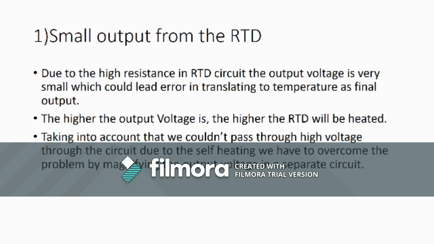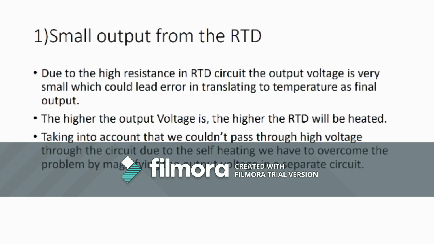And one more thing is we cannot increase the current flow in the circuit of our RTD due to the self-heating problem we have in our RTD. So the current flow in our circuit should be very less, in minimum amount, in order to get accurate reading, and we don't want the reading from the self-heating of our RTD. Thus we have to have a separate circuit in order to magnify the voltage output to get clearer output results, the last output result, which is the temperature.